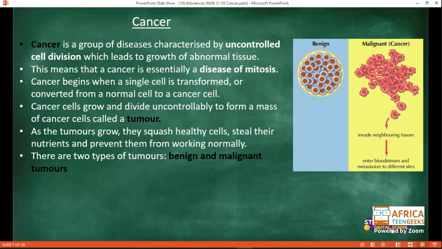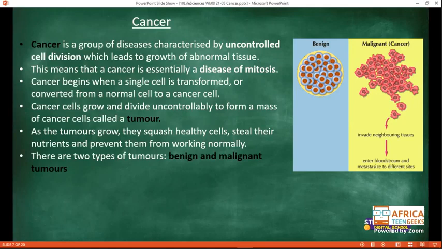It begins when a single cell is transformed from a normal cell to a cancer cell. Cancer cells grow and divide uncontrollably to form a mass of cancer cells called a tumor. Many of you have heard of this term, tumors. Take note of that. As tumors grow, they squash healthy cells, stealing their nutrients and preventing them from working normally.